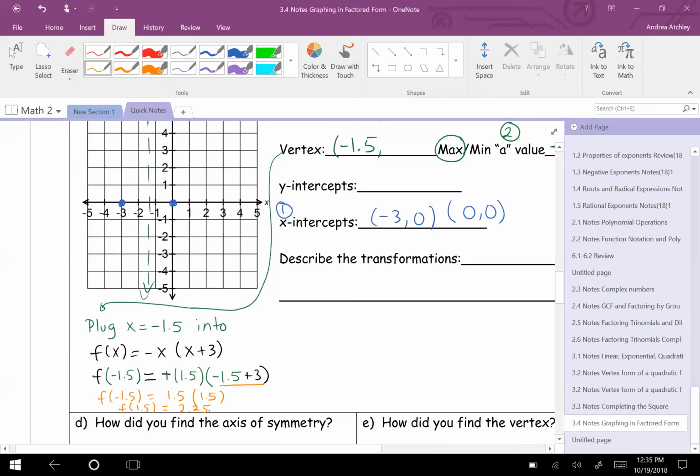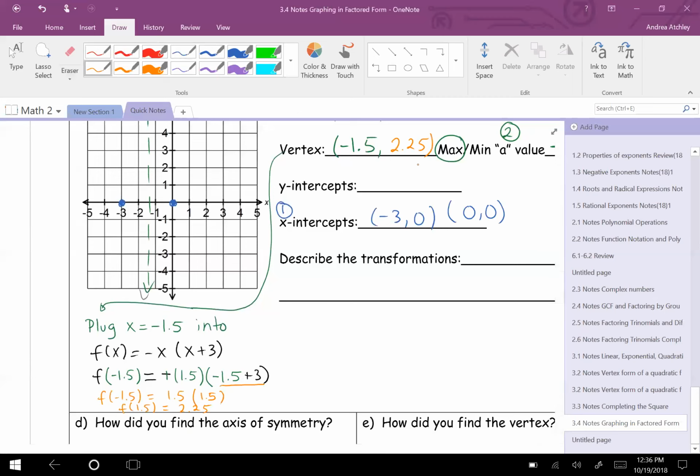Use a calculator if you're not sure. So my y value is 2.25. So that's another way to find the vertex if you've gotten the x value using the axis of symmetry. Okay, you can plug in the x value into the equation and solve for y if you can't see it on the graph.